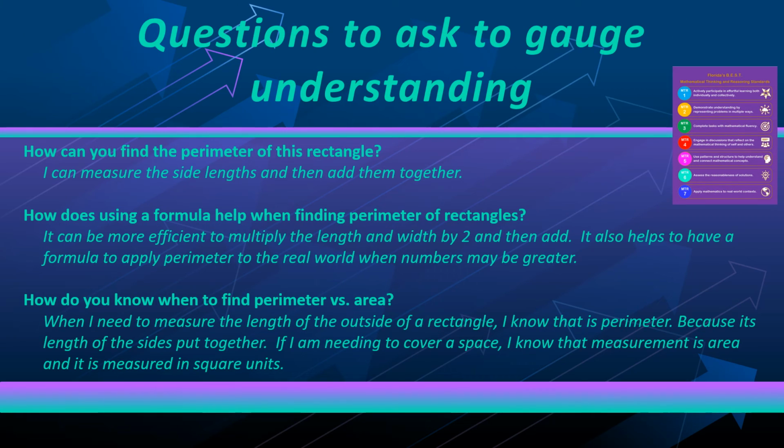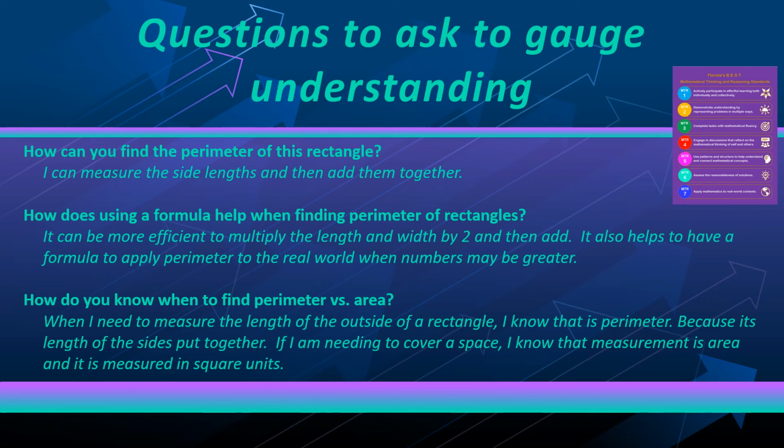Here are some additional questions that you could ask students to gauge their understanding in this unit. Questions similar to this or additional questions can be found on mathsmarts.com. You can get there again by clicking on any of the hyperlinked benchmarks in our instructional guides. The first question asks, how can you find the perimeter of this rectangle? You can expect that students would explain that they could measure, or if they're given the side lengths, that they would add up all of the side lengths to find the perimeter.